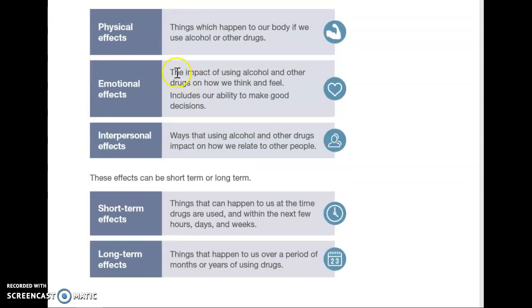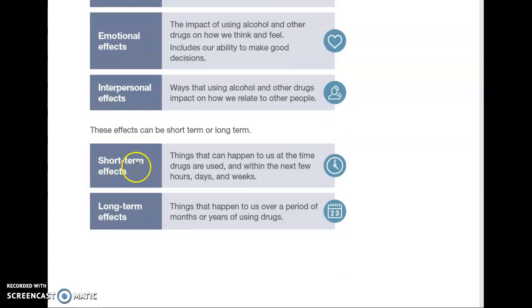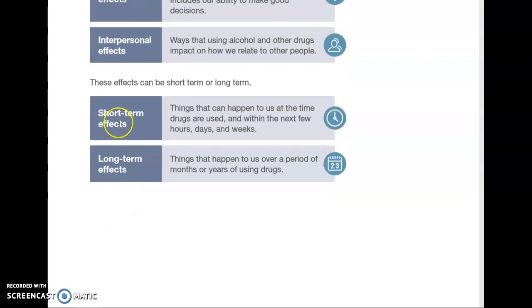We also know that these effects, physical, emotional, and interpersonal, have short-term and long-term effects. Long-term effects are things that go on for a continued period of time. Short-term are things that happen immediately but maybe are forgotten about or don't impact one's life for a long period of time. For example, if you drink alcohol, you get a hangover. That's a short-term effect, because after a day or two, you'll no longer feel the effect of a hangover, which is basically a headache and feeling really sick and nauseous.